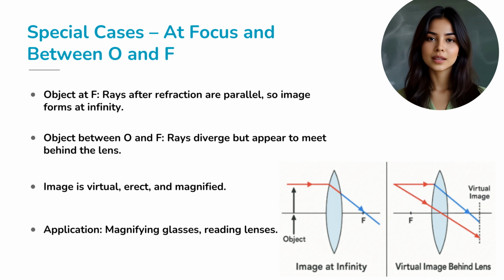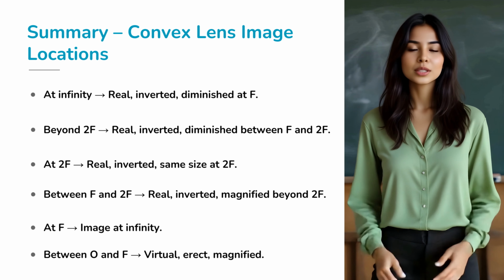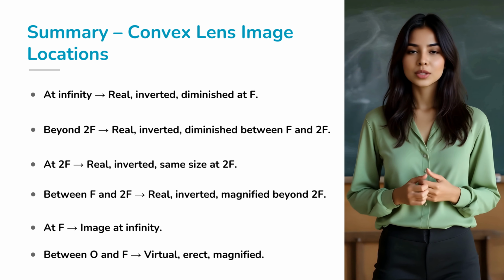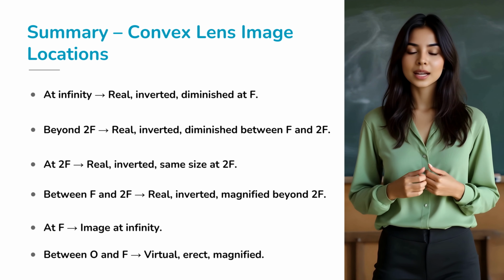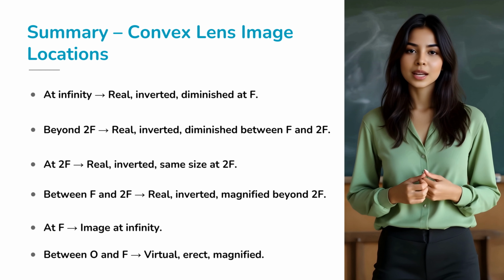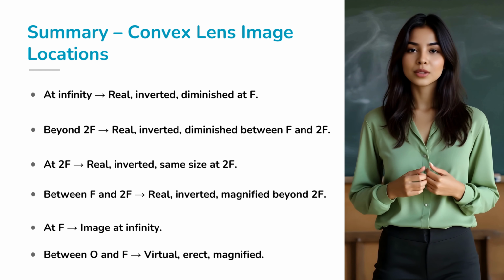So to summarize, at F, the image is at infinity. Between O and F, the image is virtual, upright, and magnified. And these are the cases that make convex lenses not just scientific tools, but also everyday helpers, from reading books to exploring the stars. Alright students, let's do a quick recap of all the image positions formed by a convex lens. Think of this as the cheat sheet for every exam question and ray diagram you'll ever face.